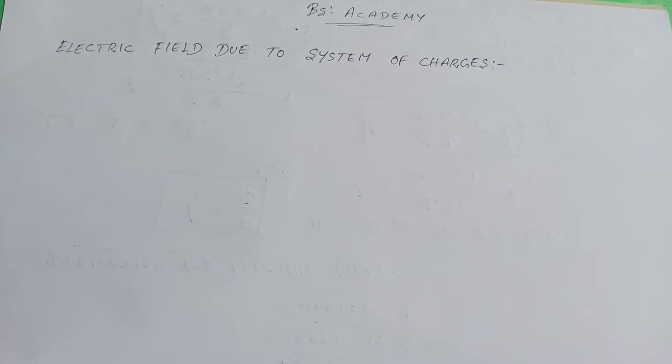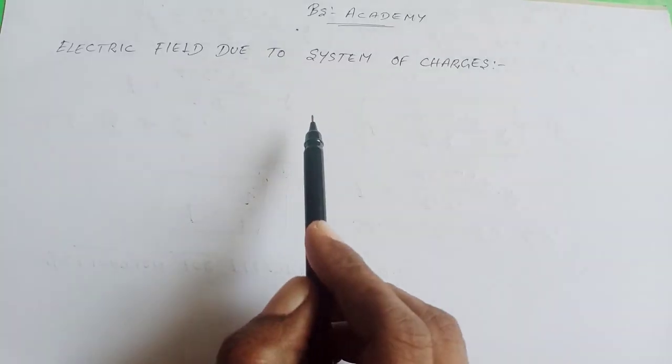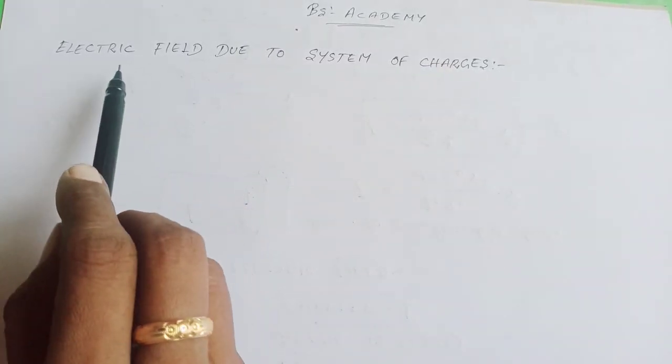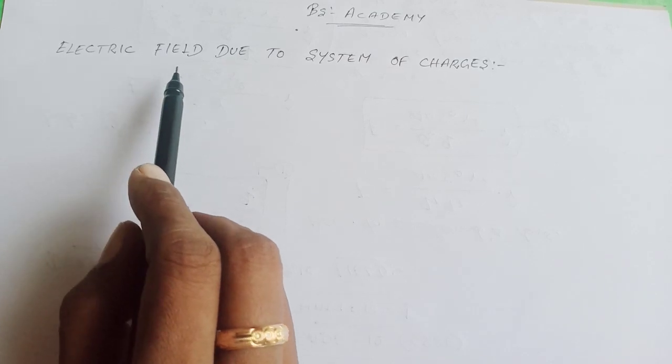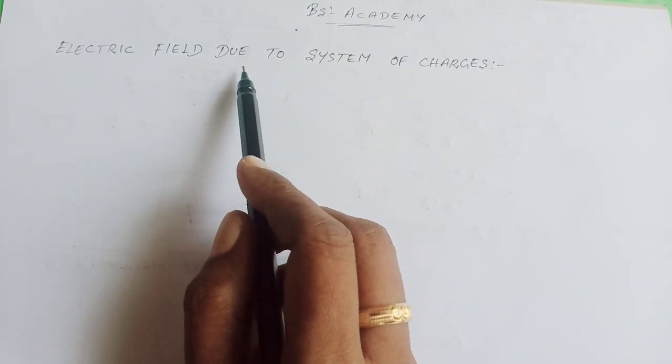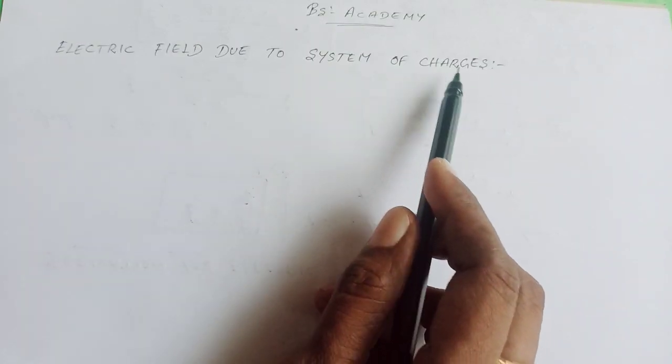Today we are going to discuss the topic electric field due to system of charges. We already know what is electric field and we have derived the equation for the electric field also. So now we are going to derive the same equation, but for the system of charges.